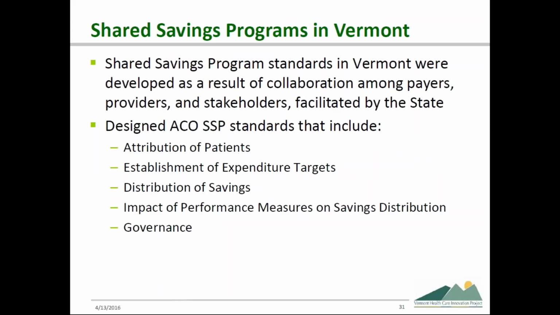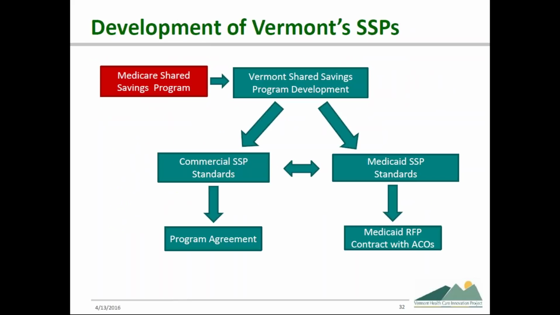Our shared savings program standards in Vermont were developed as a result of a huge amount of collaboration among payers, providers, and other public and private stakeholders in a process that was facilitated by the state. Standards were developed around such components as attribution of patients to an ACO, establishment of expenditure targets for an ACO, the distribution of savings for an ACO, the impact of performance measures and quality on savings distribution, and on governance. Vermont has shared savings programs in place for all 3 payers within Vermont, so for Medicare, Medicaid, and commercial payers.